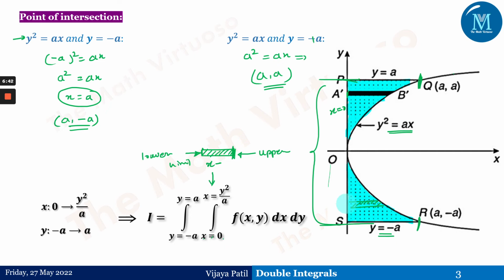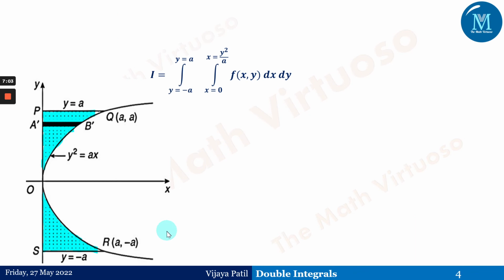Again, if you'll observe this end, if you'll consider this part as well as this part, it is the same part that we are going to get. It is again lying from x is equals to 0 to x is equals to y square by a. Hence, both these sections would be the part of this particular region which has been given to us using this integral. Now, this is what is given to us. We have to change the order of integration.